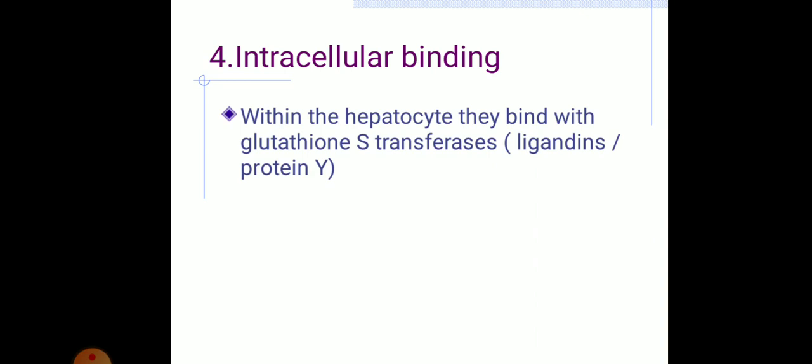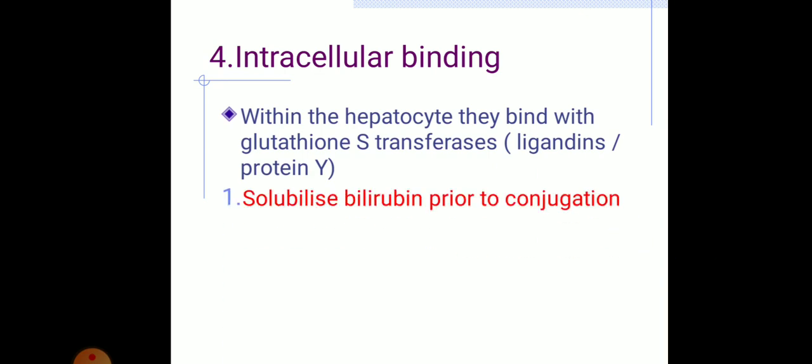Then the fourth step is intracellular binding. Within the hepatocyte, albumin is now detached. Then within the hepatocyte, bilirubin binds with glutathione S transferases like ligandin, protein Y, etc. This is known as intracellular binding. This solubilizes bilirubin prior to conjugation. Next step is the conjugation. Prior to this conjugation, the bilirubin should be solubilized. For that purpose, in hepatocytes, this bilirubin binds to glutathione S transferases. This prevents efflux back to blood.